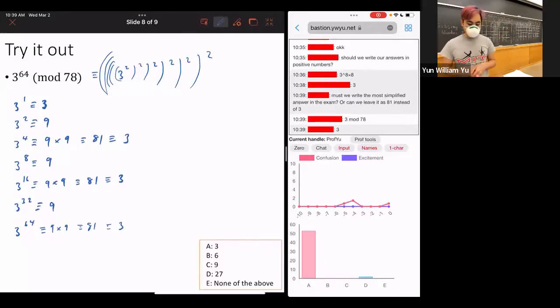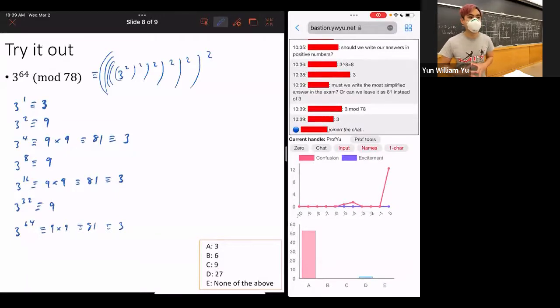Must we write it as the most simplified answer? Yes, you must. So if you write 81 on the exam, you will get marked off points.